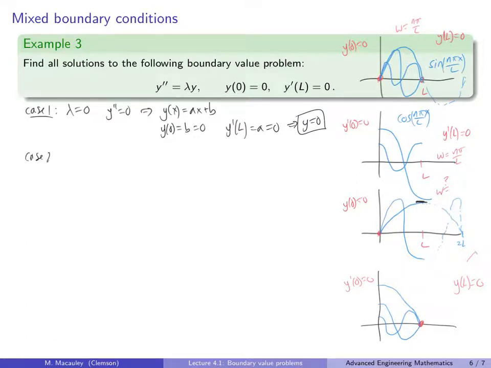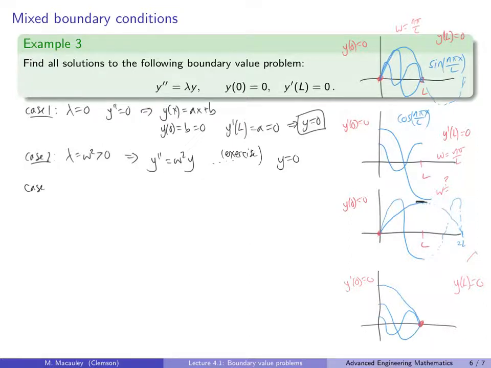Okay, case 2, where lambda is positive. I'm not going to do this one because we've done it multiple times before, but I'll say y double prime equals omega squared y, subject to these two conditions. I'm going to say exercise. It's good to do this if you haven't done this before. You get that y is equal to 0.